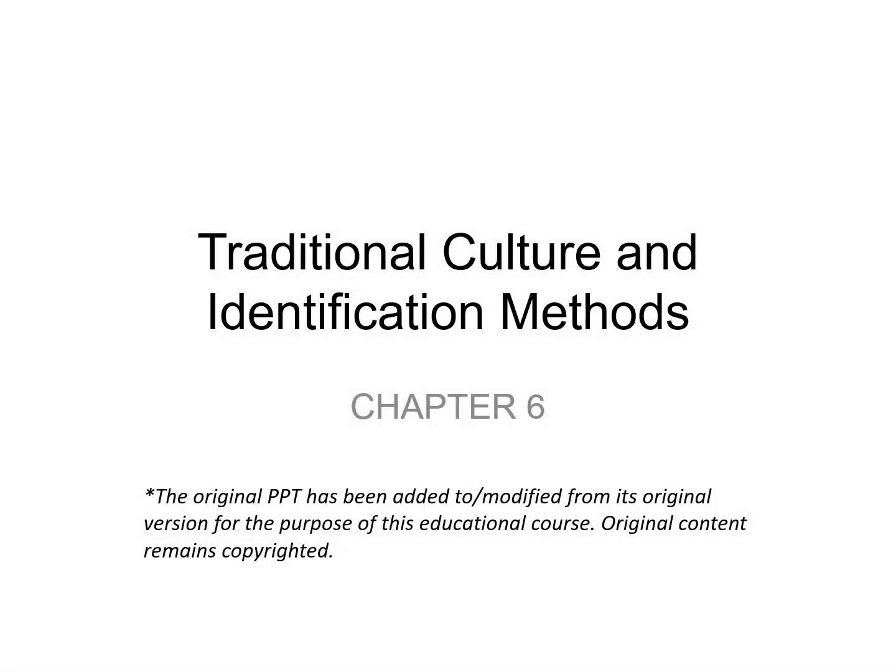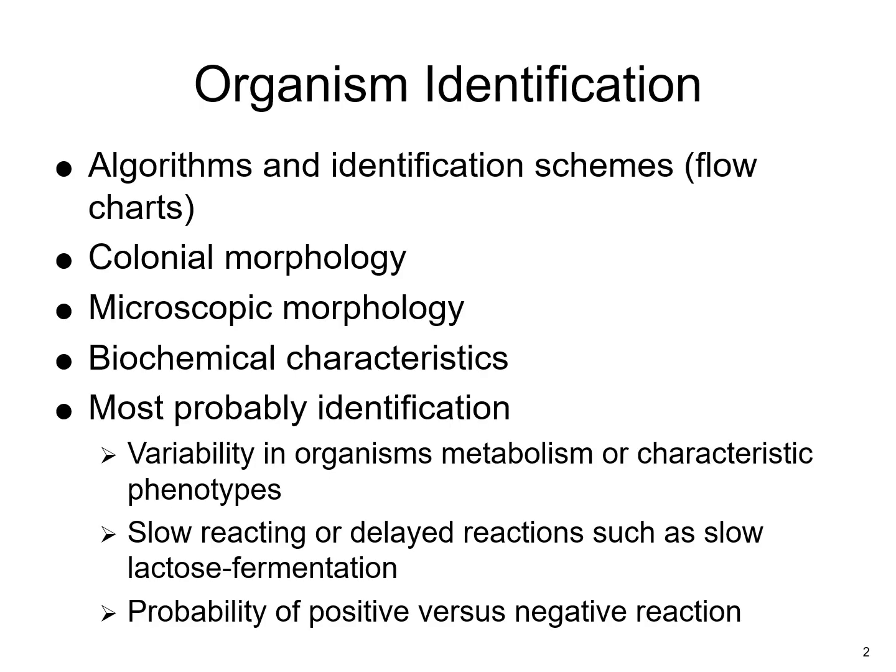In this lecture, we will cover traditional culture and identification methods. When identifying bacterial organisms, you use various algorithms and identification schemes or flowcharts to help identify these organisms. This is based off things like colony morphology, how it grows on the plate, and the microscopic morphology: if it's gram-positive, gram-negative, cocci, rods, chains, pairs, those things.